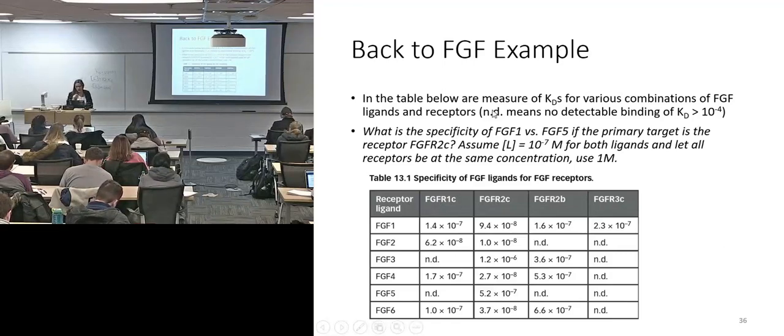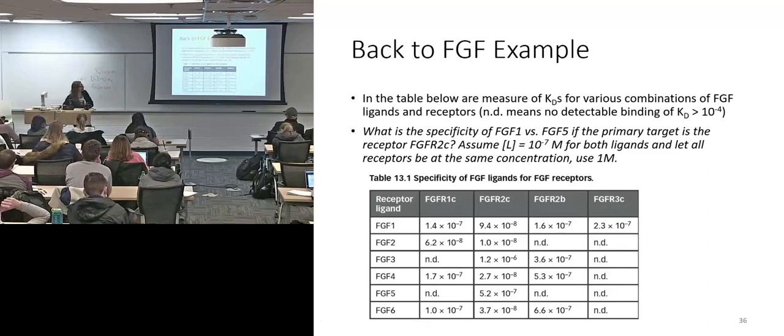So first of all, why is FGFR2C, this one here, why is this the primary target for both of these? So let's look at FGF1 first. It has the lowest KD. It is the highest affinity, thus it is the primary target. And then it happens to be the exact same thing is true for FGF5. Okay?